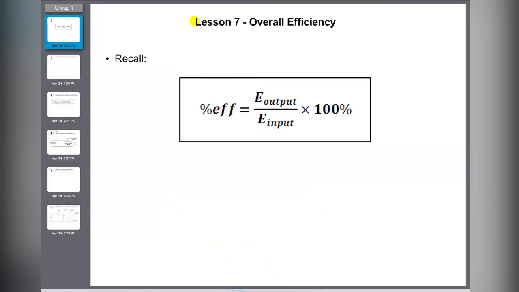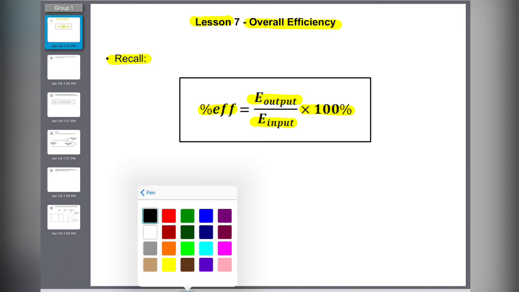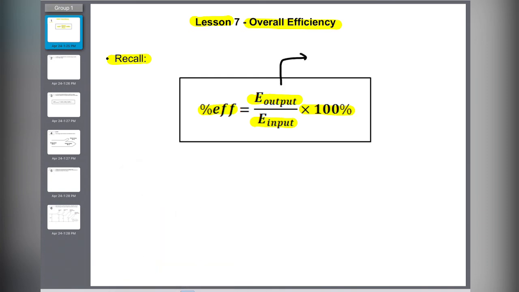Okay, so we're on to lesson 7, talking about overall efficiency. We already did this when we did unit 2, when we were talking about the efficiency of simple machines. We would go percent efficiency equals the energy output divided by the energy input times 100%. So think about output as what you intended the object to do, okay?